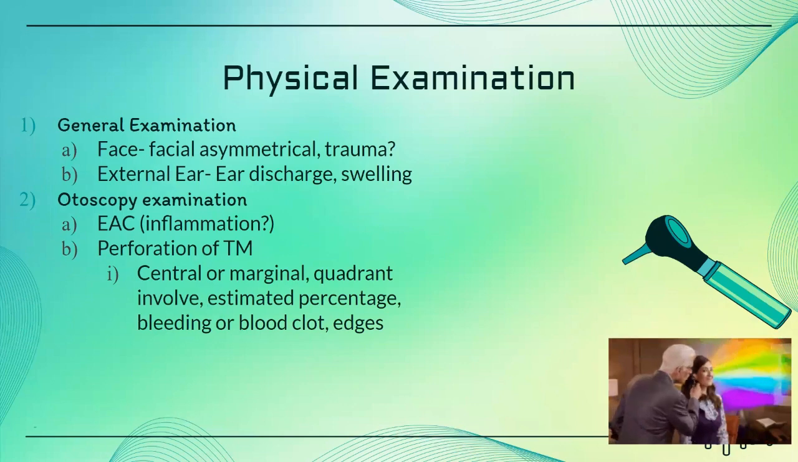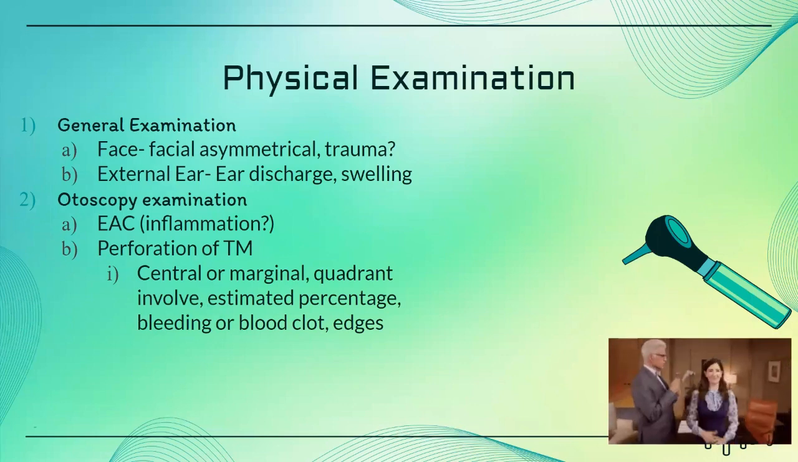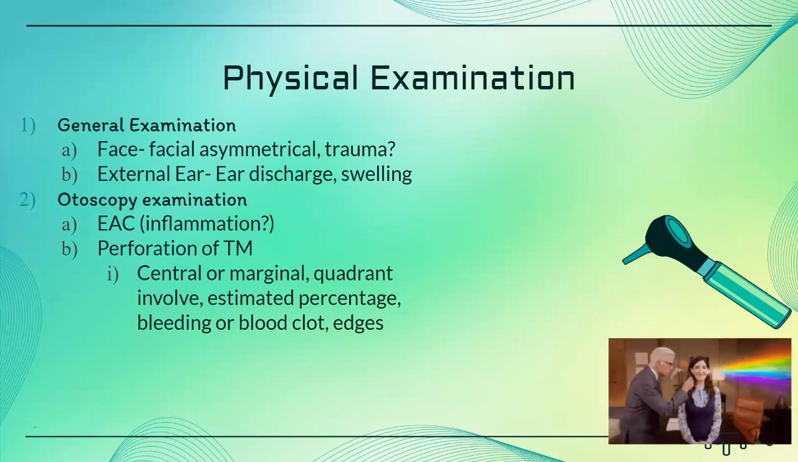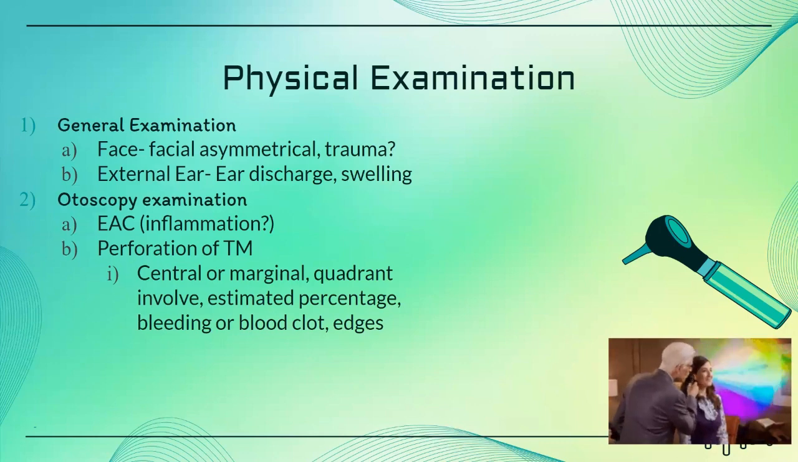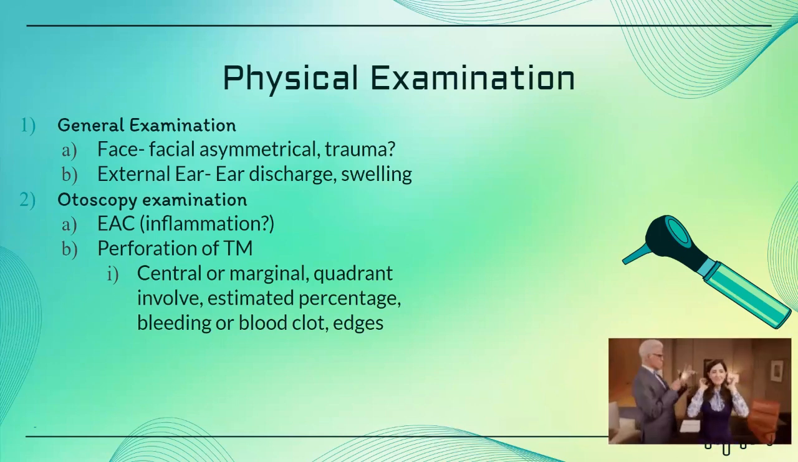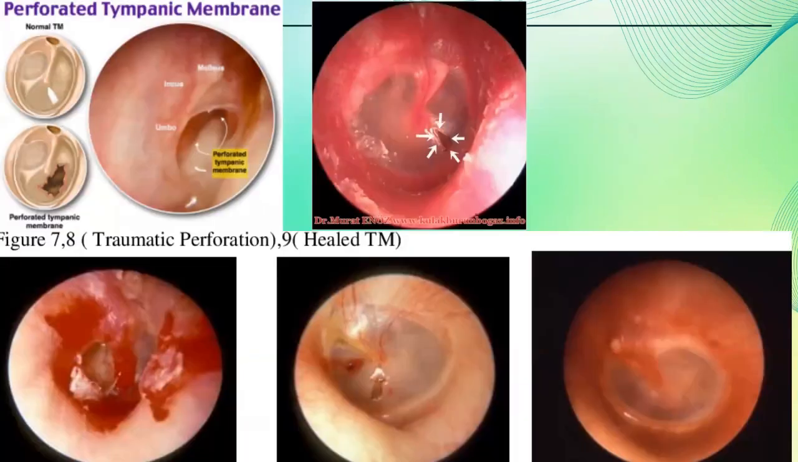Next, we do the otoscopic examination. From the external auditory canal, we look for any sign of inflammation, swelling, or ear discharge. Next, to assess the perforation of the membrane, we need to see if it is a central or marginal perforation, the quadrant involvement, the estimated percentage of the perforation, any bleeding or blood clot, and the edges. This is how we estimate the size and location of the perforation. This is an example of a tympanic membrane perforation.